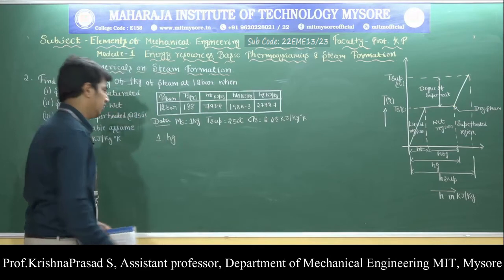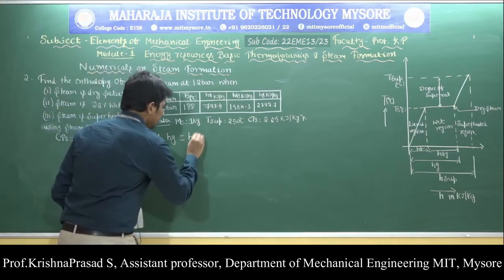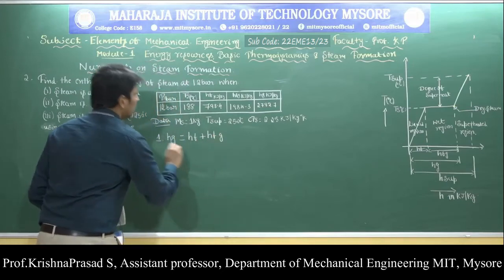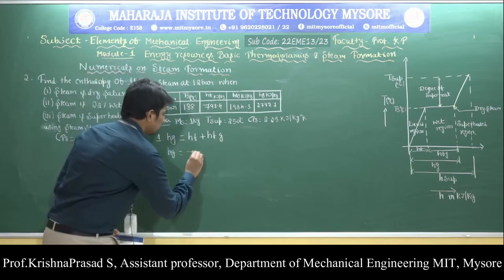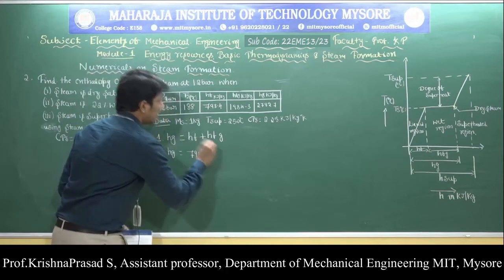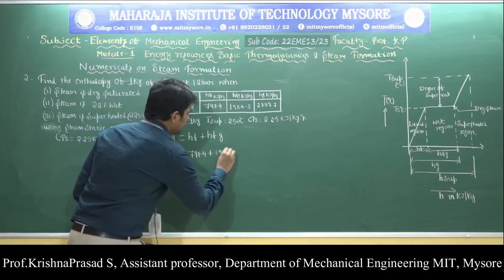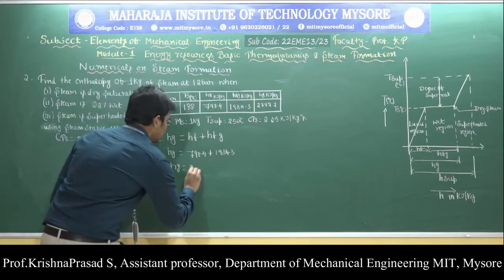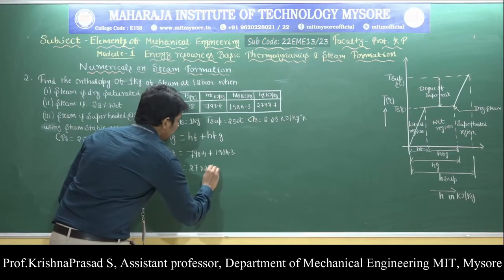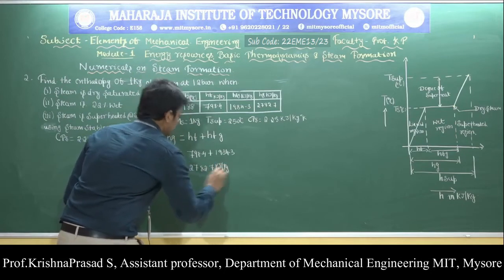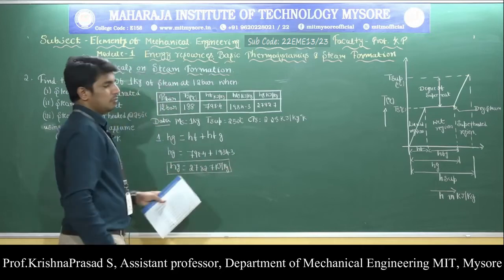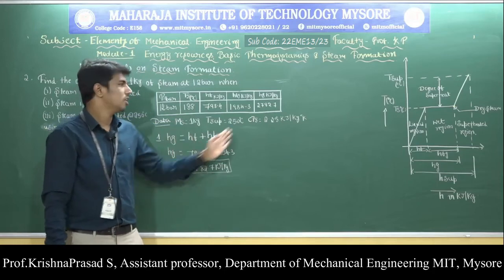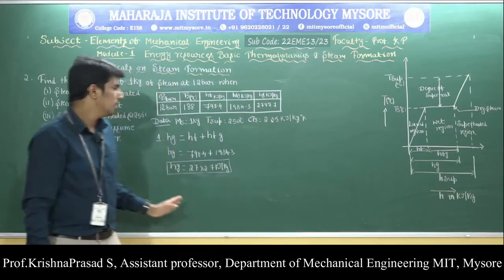So initially for the first condition they are asking for the enthalpy of steam at dry saturated condition, that means hg. We know that hg is equal to hf plus hfg. Here from the data handbook, the value of hf is 798.4 plus hfg is 1984.3. The summation of these two values is 2782.7 kilojoule per kg. So instead of summing hf plus hfg, we can directly take the enthalpy of dry saturated steam hg as 2782.7 kilojoule per kg.